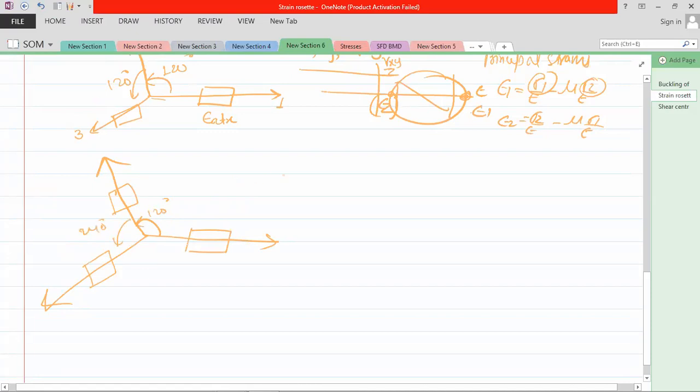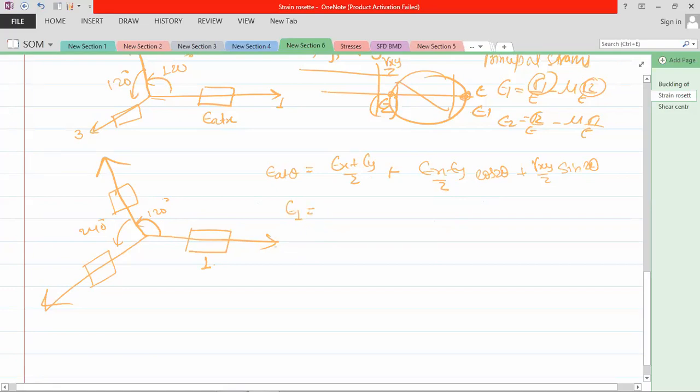Now epsilon at any point theta, as I have written, is epsilon x plus epsilon y by 2, plus epsilon x minus epsilon y by 2 cos 2 theta, plus gamma xy by 2 sin 2 theta. So this is your value. Now suppose for the first condition, I am writing E1.